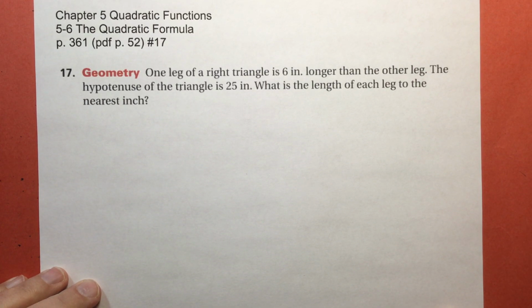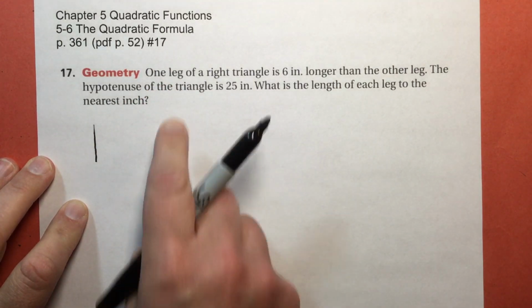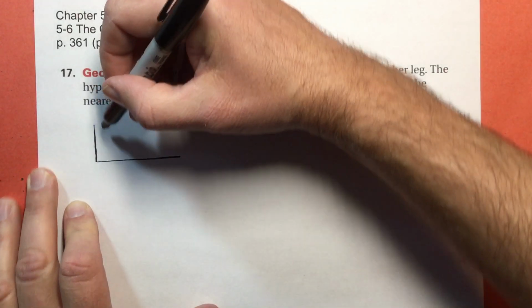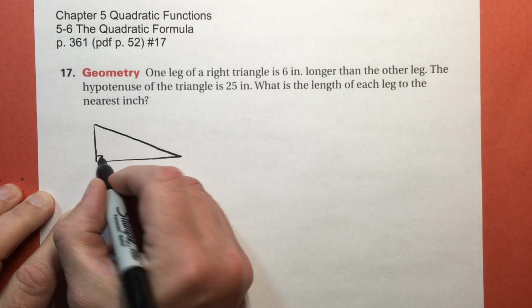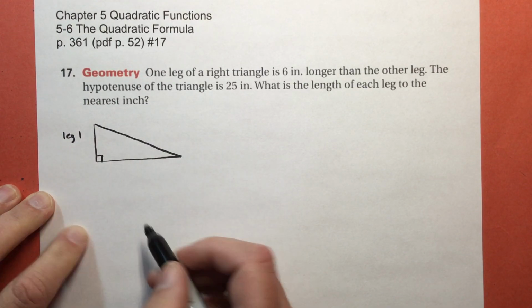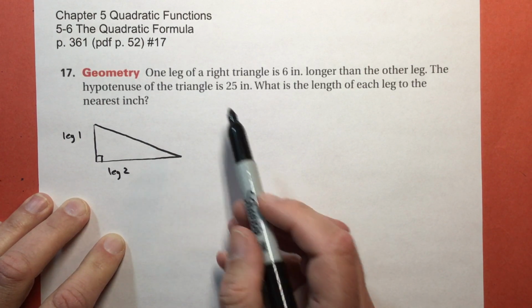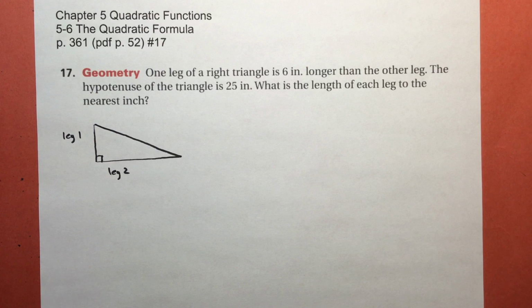Well, what do we know from geometry? Let's talk about this right triangle here. I know one leg is longer than the other leg, so I'm going to try to draw it that way. I should point out that I'm not drawing this to scale. So, this is my first leg. I'm going to call this leg 1. We'll call this leg 2. Now, the longer leg is 6 inches longer than the other leg. I don't know how long that leg is. I can use any letter to stand for it that I want. It doesn't matter.